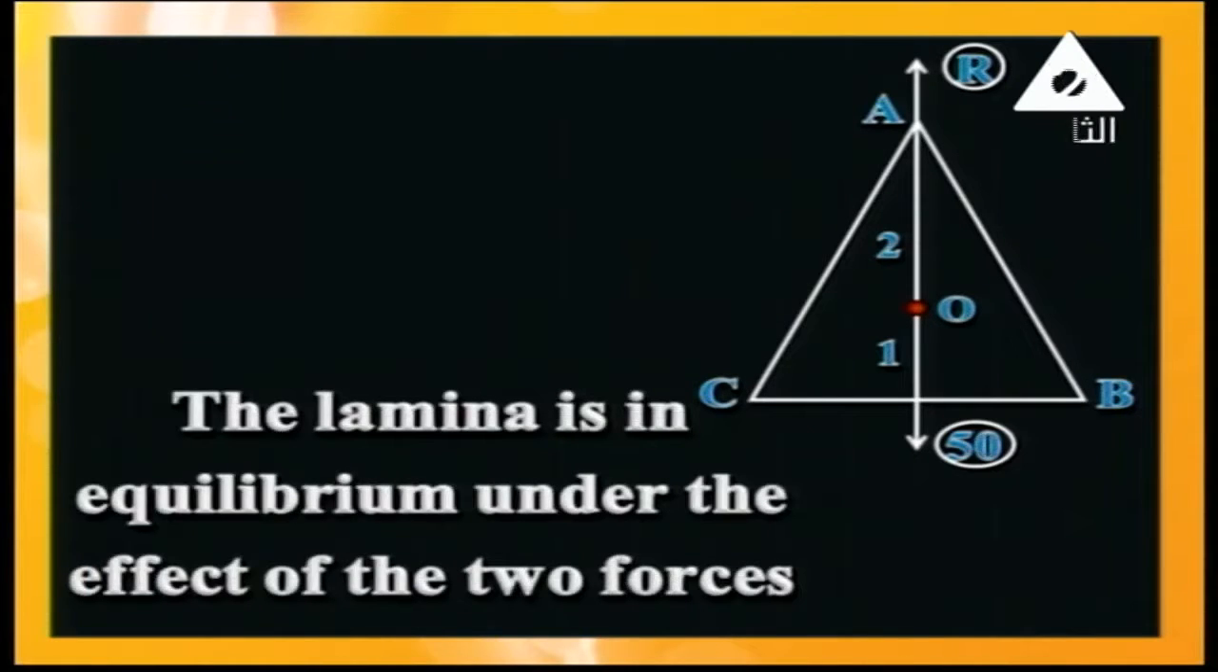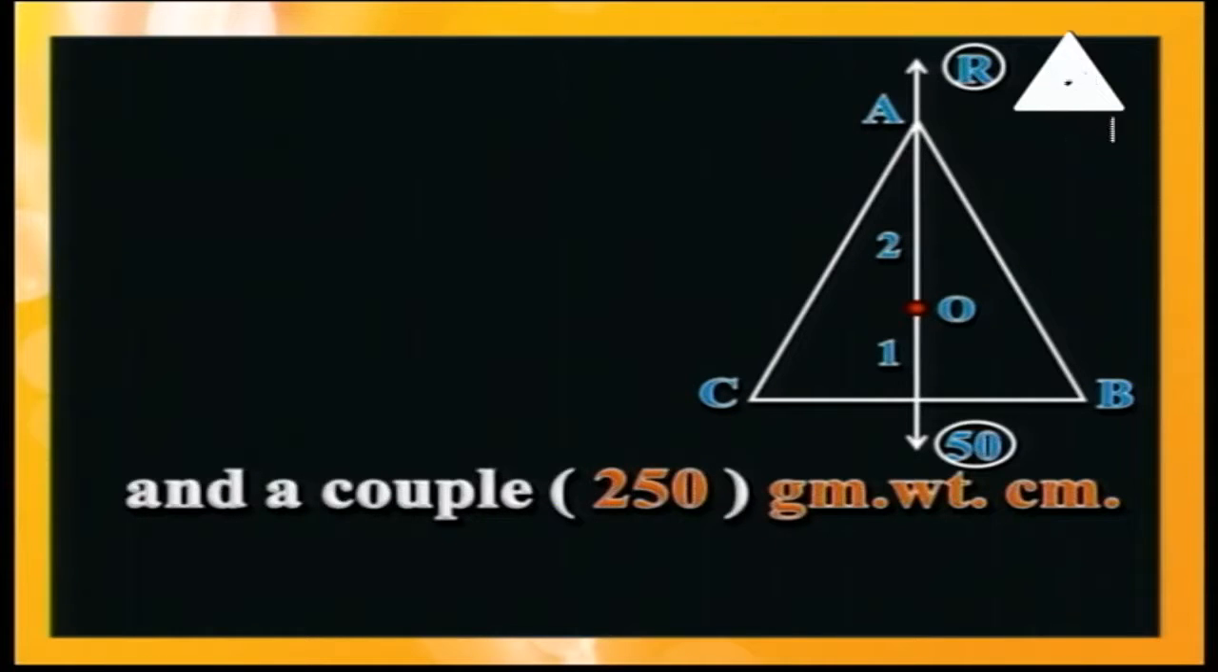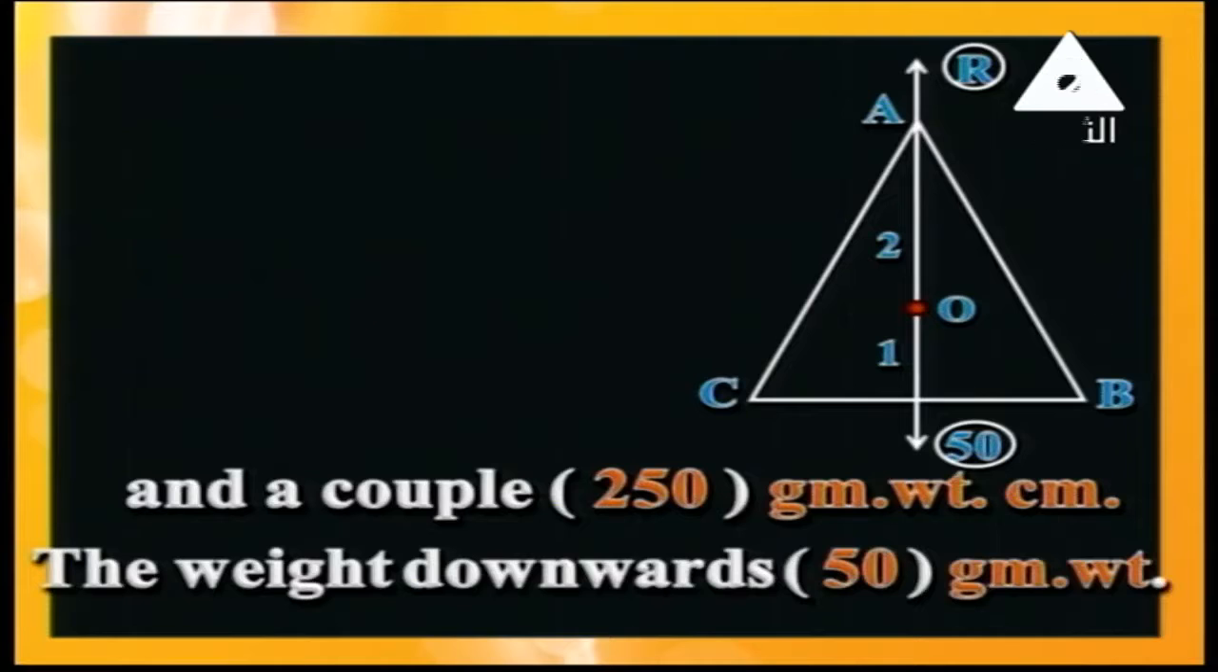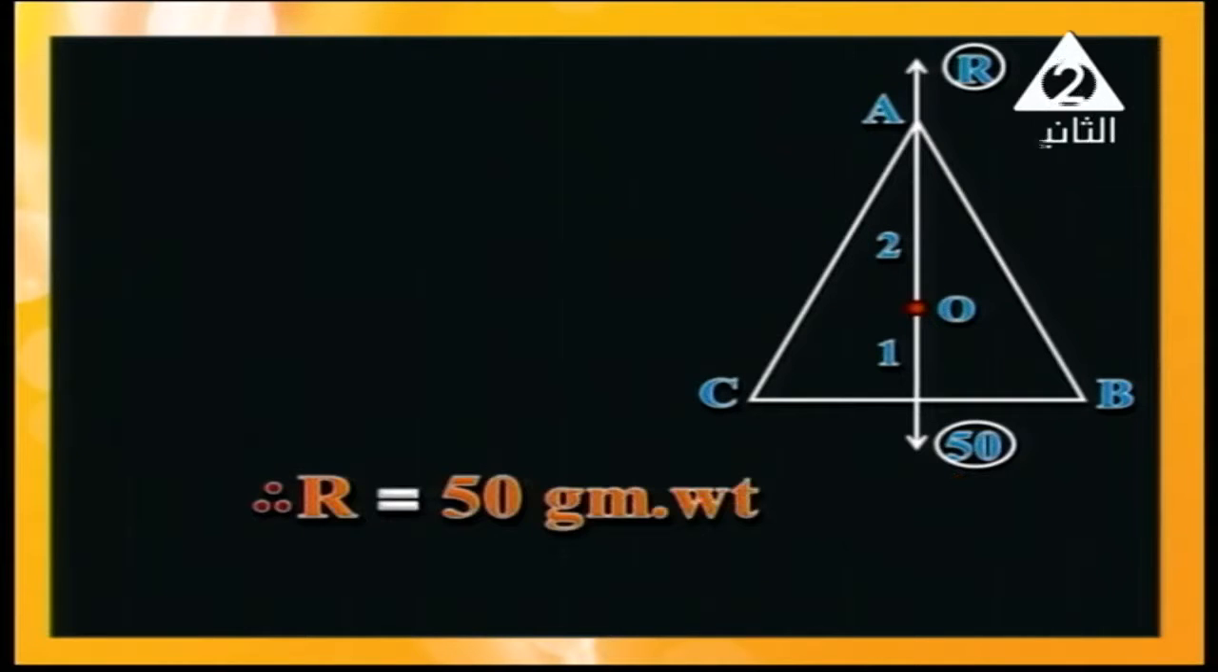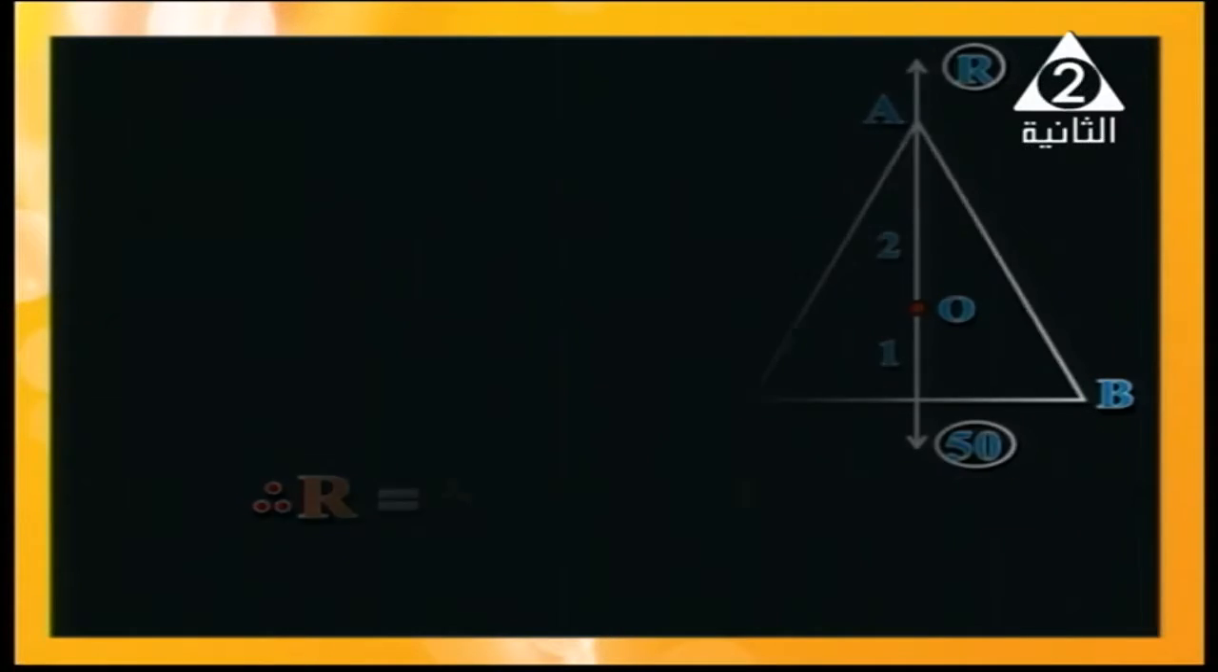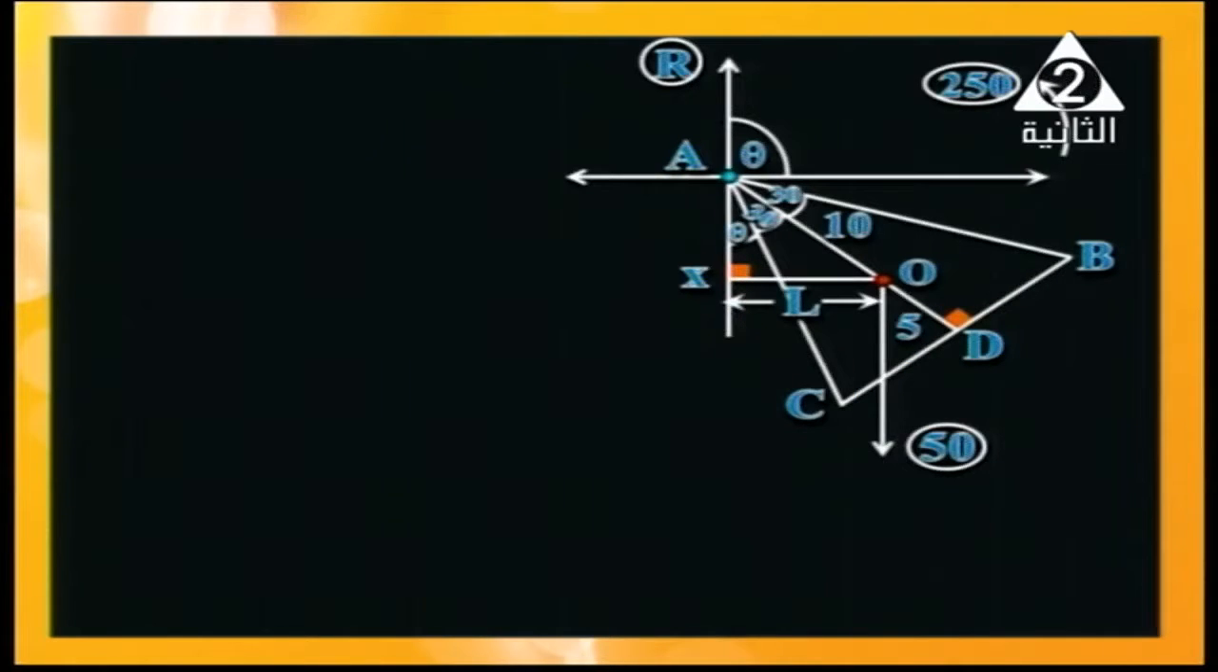The lamina is in equilibrium under the effect of two forces and a couple of 250 gram weight centimeter. The weight acts downwards, 50 gram weight. R equals 50 gram weight. Why? Because R upward equals 50 downward. A, B, C. Look at the lamina suspended from A. The weight of the lamina equals 50, acting from the center of the equilateral triangle, the point of intersection of its medians, O, 50. And XO is L.